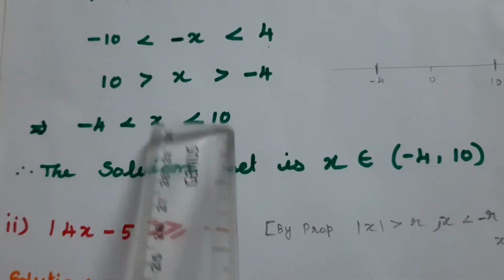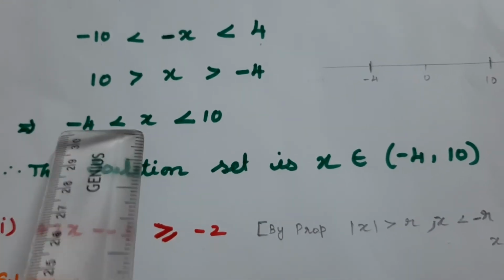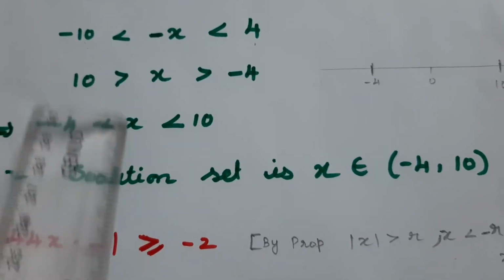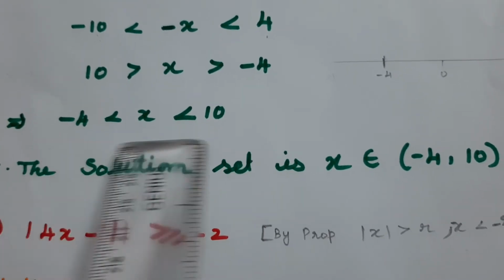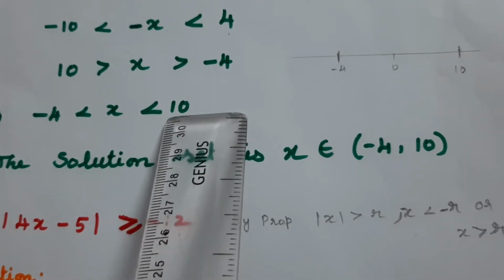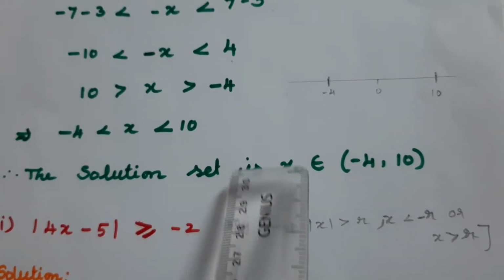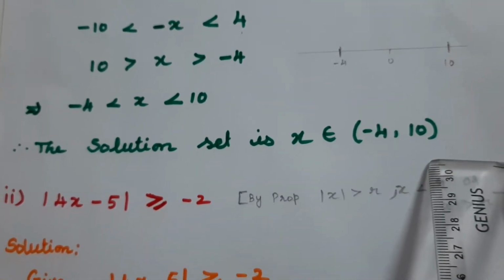And then rewrite your value. So it will be given as minus 4 less than x less than 10. So this lies in the interval minus 4 to 10. Therefore the solution set is x belongs to minus 4 to 10.